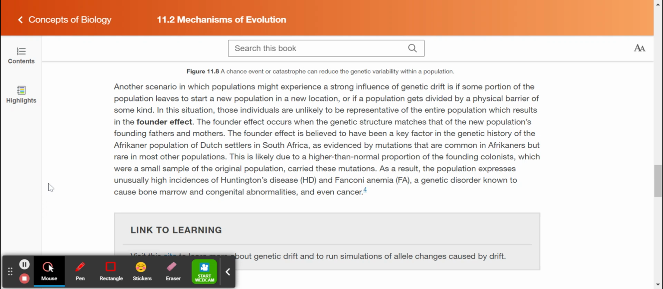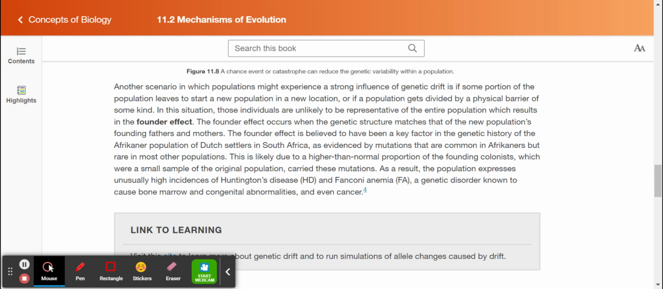Another scenario in which populations might experience a strong influence of genetic drift is if some portion of the population leaves to start a new population in a new location, or if a population gets divided by a physical barrier of some kind. In this situation, those individuals are unlikely to be representative of the entire population, which results in the founder effect. The founder effect occurs when the genetic structure matches that of the new population's founding fathers and mothers.